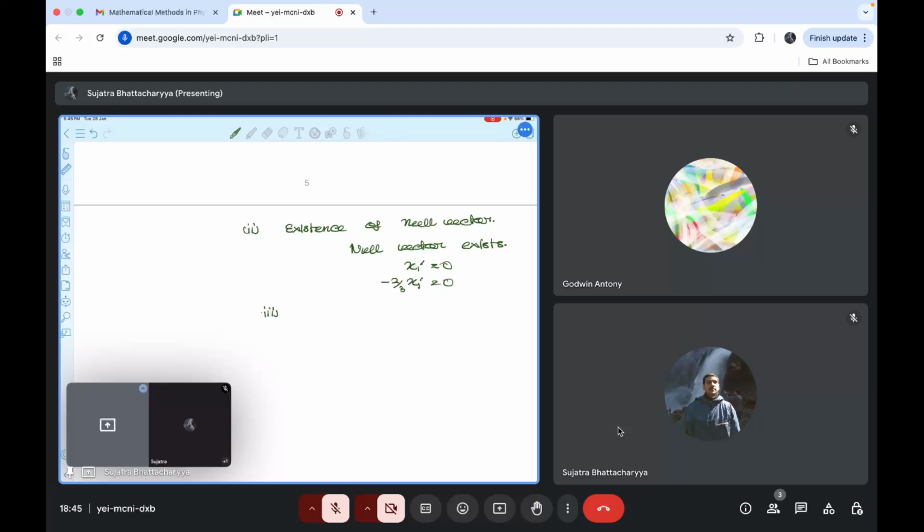Third is that the inverse should exist, that is, the existence of the additive inverse. So you can just check this very easily.